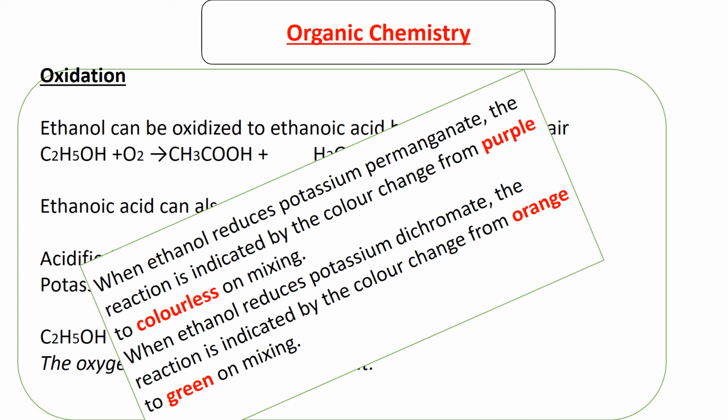Okay, so if we're using potassium permanganate, the color will change from purple to colorless. But if we're using potassium dichromate, it will change from orange to green. So when the change occurs, then you know that oxidation has taken place and we no longer have ethanol, but we have ethanoic acid.